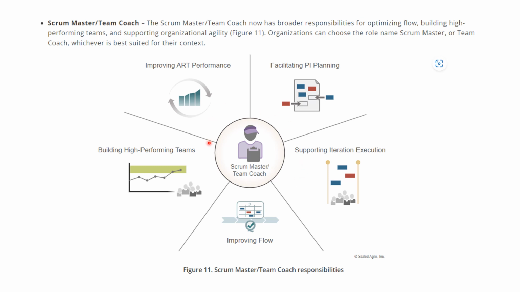So what you need to understand is that, depending on the context of your organization, you can keep either Scrum Master or team coach. Some responsibilities are widened, like optimizing flow and high performing teams, and supporting the organization's agility. Two or three responsibilities were further widened and enhanced.